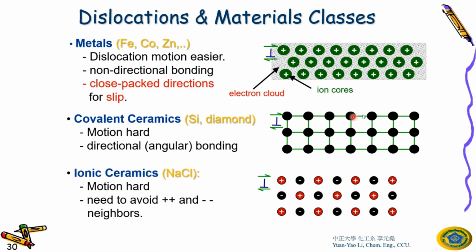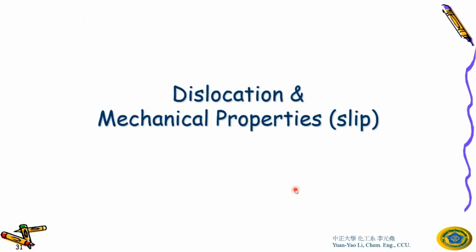How about ionic? Ionic ceramic is, for example, sodium chloride. Positive charge, this is negative charge. Again, the bonding is very strong, so it's difficult to move. However, once you move, negative goes to negative, it will be repelled, right? So it's easy to break rather than deform. Okay. So these are the three examples here.